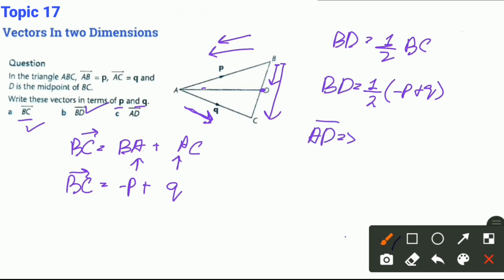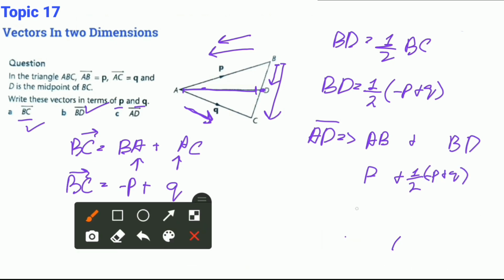Now what remains is AD. How to find AD? We can find AD by AB plus BD. We have found the value of BD, and we also know the value of AB. AB is P, positive, in the same direction as we wanted, plus BD. The value of BD is 1 upon 2 of minus P plus Q. And the answer would be 1 upon 2 P plus 1 upon 2 Q. And this is the answer. Okay, well done. The topic vector is completed.